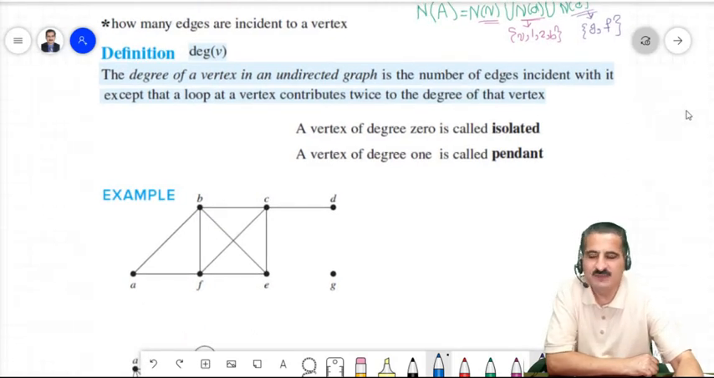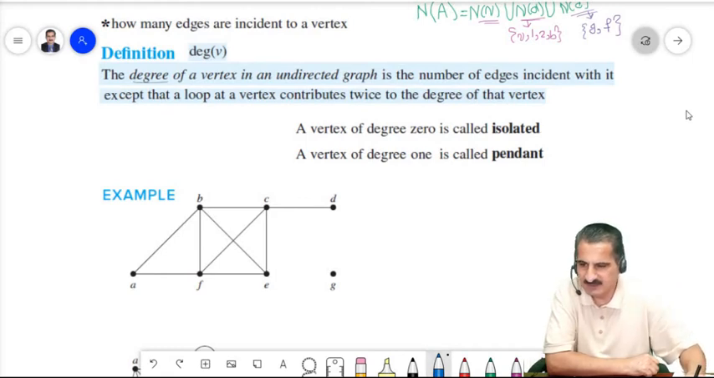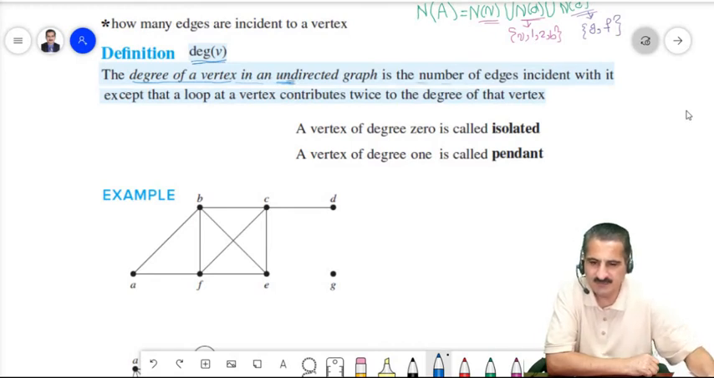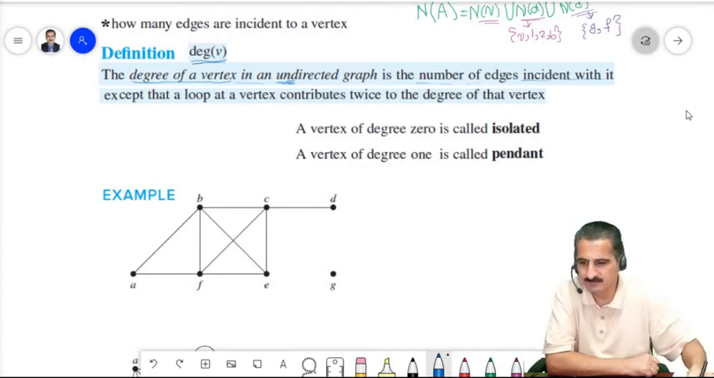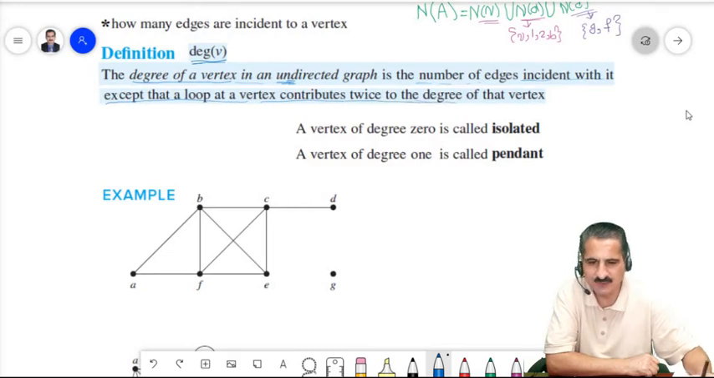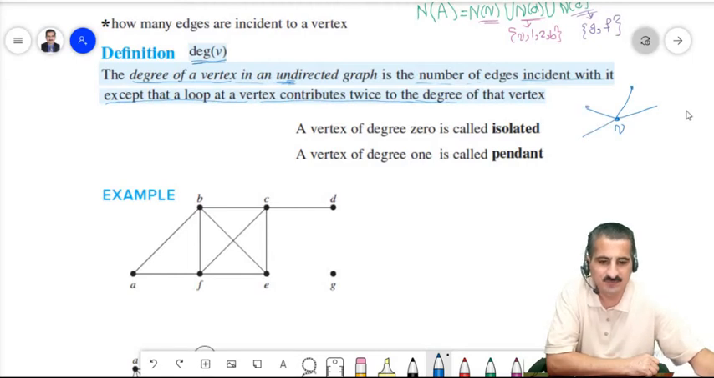Now the degree of a vertex, let's see what that means. The degree of a vertex, denoted d of V, in an undirected graph is the number of edges incident with V, the number of edges that connect V somewhere. Except that a loop at a vertex contributes twice to the degree. What does that mean? Let's say this is V, and let's assume there are 4 edges going out of this vertex V. Then we will say the degree of V equals 4.